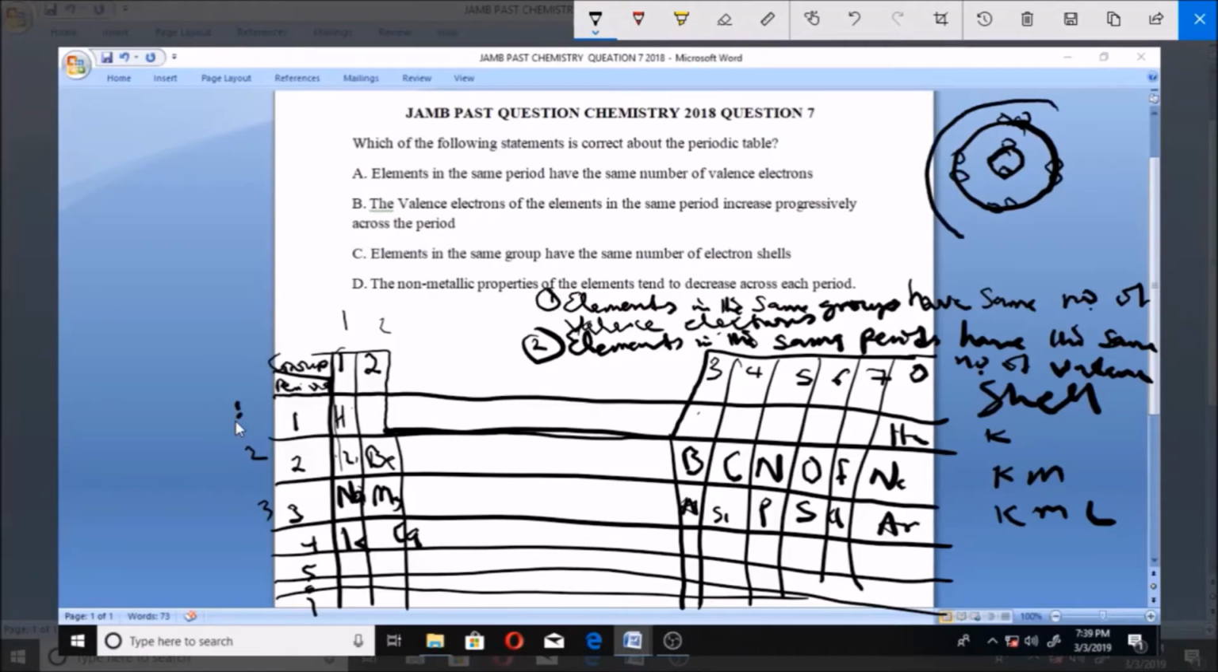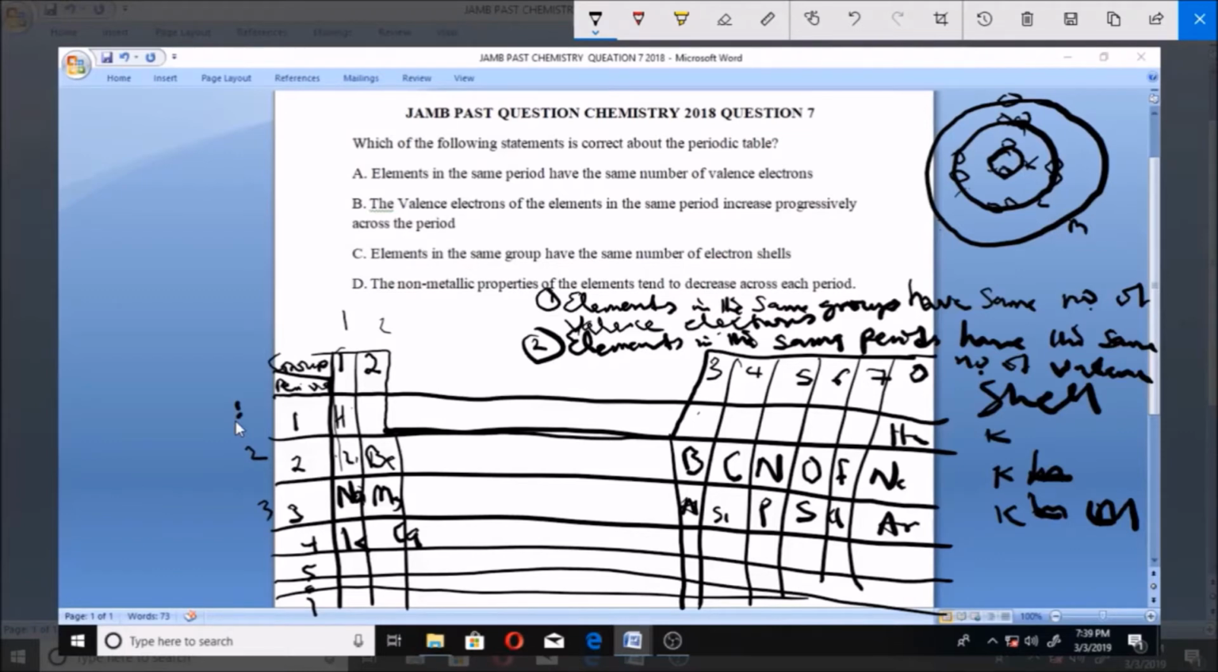And this is the third one. So we have 1, 2, 3. That is K, L, M. So you have L before you have M: K, L, M. So that is how you have this shell. If you are in the same period, all of them are going to have 1, 2, 3, or only 1, 2. So the valence shell has to be the same.